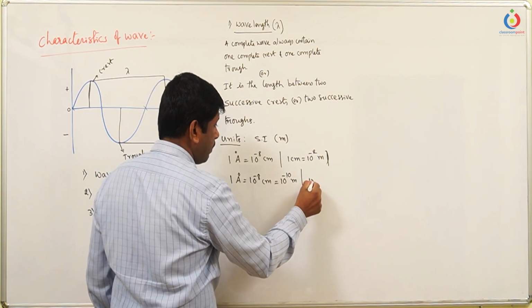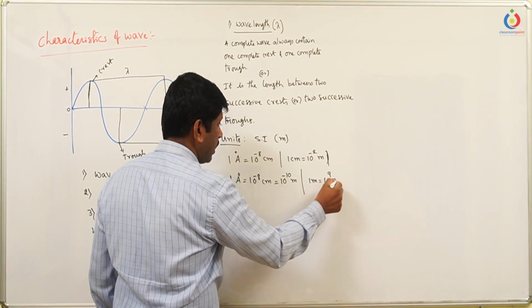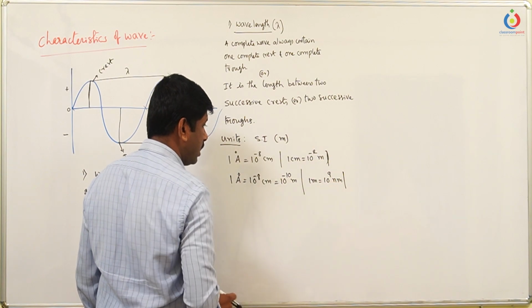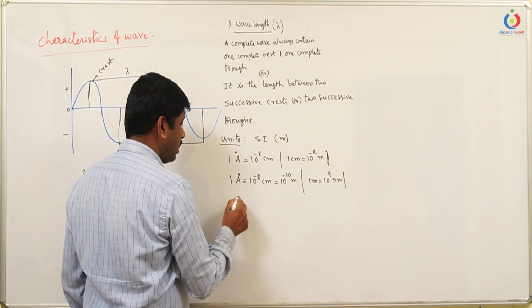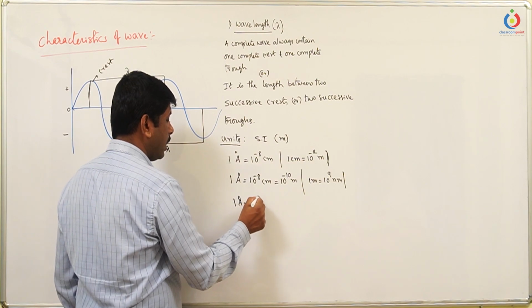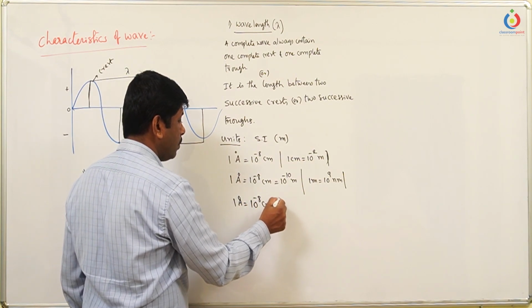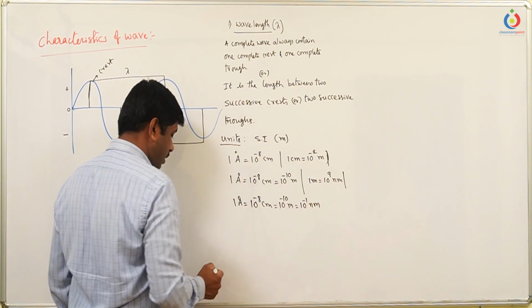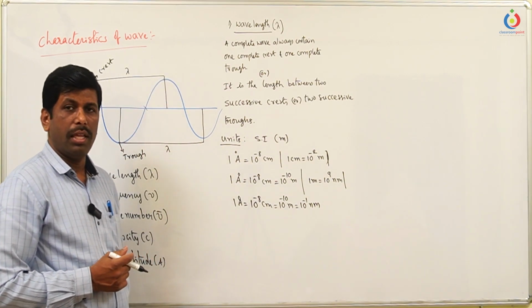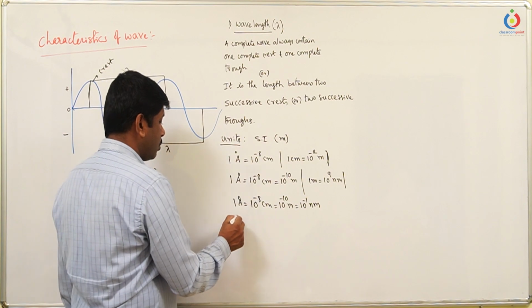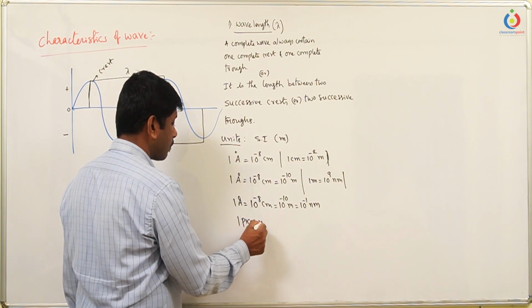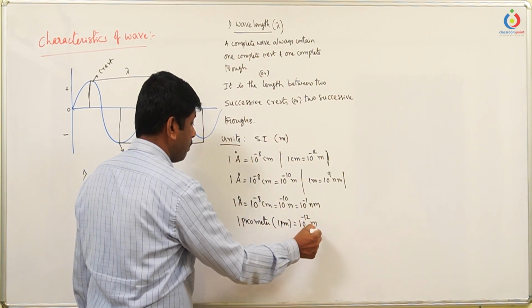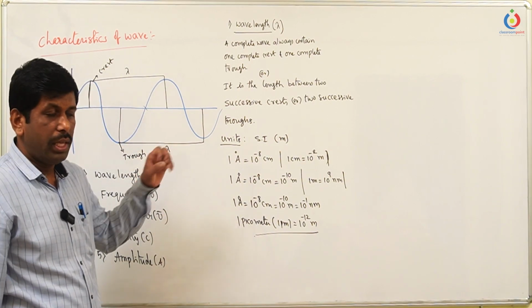And also we know that 1 meter is equal to 10 power 9 nanometers. So here, in the place of the meter, you can substitute 10 power 9. So the final value is: 1 angstrom equals 10 power minus 8 centimeters, which equals 10 power minus 10 meters, which equals 10 power minus 1 nanometers. Sometimes people calculate the wavelength even in picometers. So 1 picometer, usually represented as 1 pm, equals 10 power minus 12 meters. This is about the wavelength.